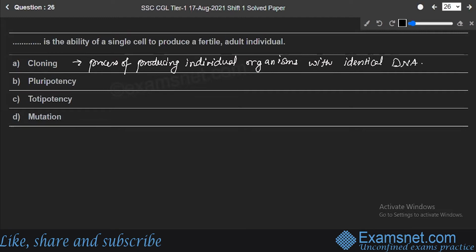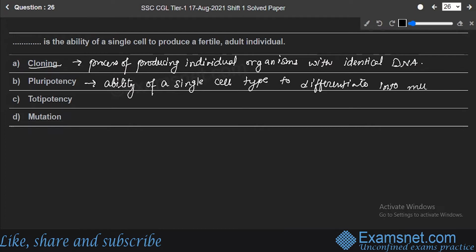You must have heard there are a number of movies like Krish movie was also based on this cloning concept only. The second one is pluripotency. Pluripotency is the ability of a single cell type to differentiate into multiple other types of cells.